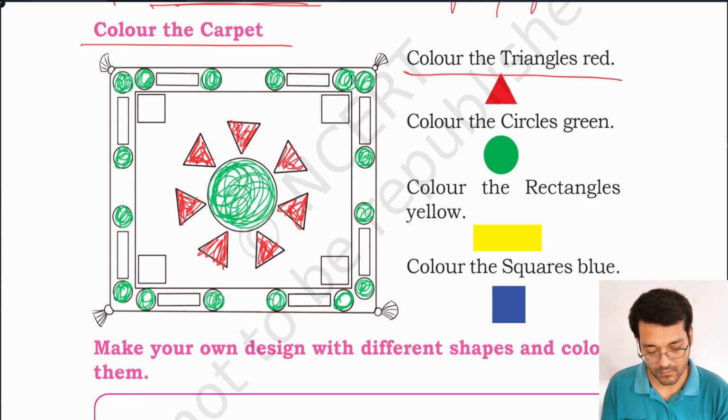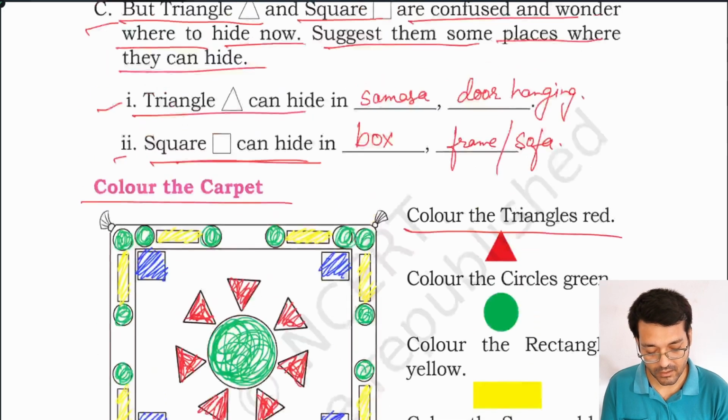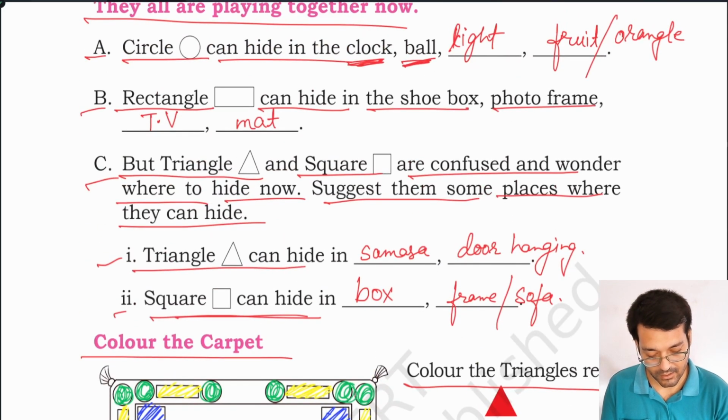You can color the rectangles yellow like this. And finally, you have to color the squares blue, like this. Your carpet is ready. Here you can write mat. Instead of mat, you can write carpet.